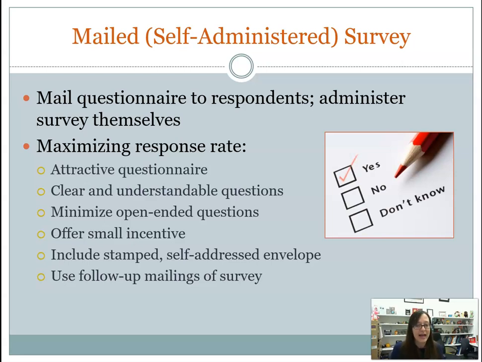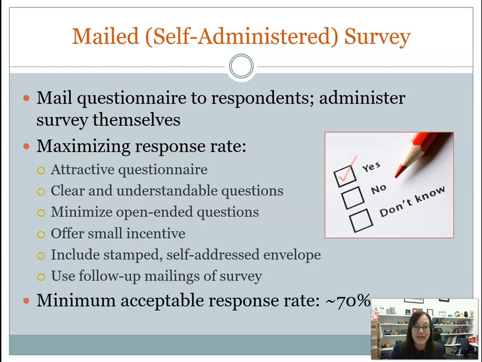You're also probably going to have to use follow-up mailings of the survey, because people don't tend to do it on the first go. If they get it a couple of times, they might just do it. So you'll get a certain amount that'll do it in the first round and a certain amount in the second round, and you want to keep doing that until you get your desired response rate, which should be at least 70%. The minimum acceptable response rate is around 70%. Lower than that and it starts to be a biased sample, which you don't want. The higher the response rate, the better, but around 70% is what you're aiming for.